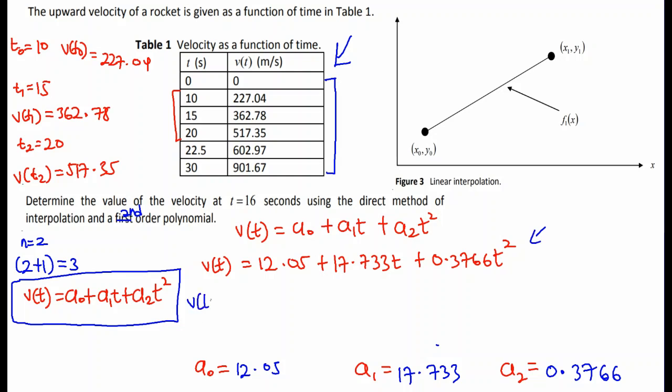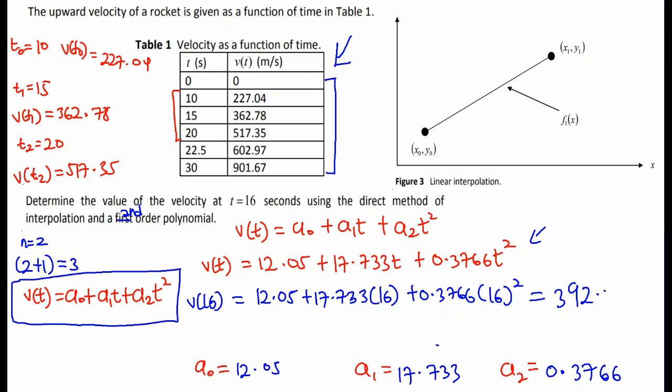So I'm going to have v of 16 equal to 12.05 plus 17.733 multiplying 16 plus 0.3766 multiplying 16 squared. Let's see what you are going to get. I'm punching everything straight in: 12.05 plus 17.733 multiplying 16 plus 0.3766 multiplying 16 squared. That will give us a value of 392.188 meters per second. So that's the value for the velocity at 16 seconds.